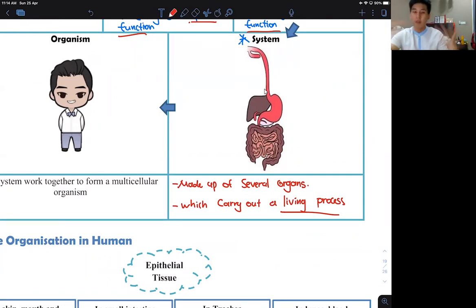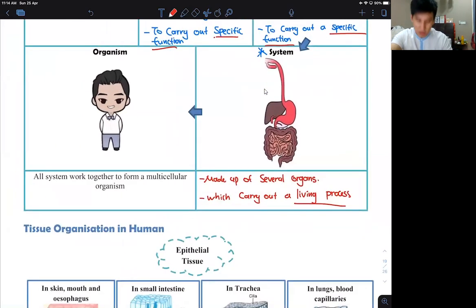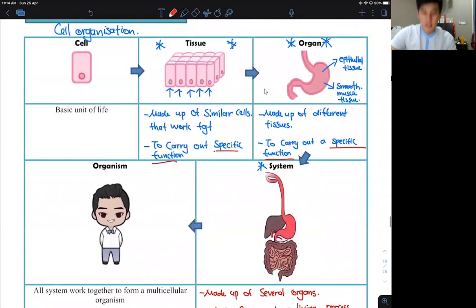So what do you mean by living process? For example, digestive system carries out digestion. This process keeps you alive. Or respiratory system is respiration. Or excretory system, excretion. Or when all these systems combine, it will form a multicellular organism, a human, for example. Is that clear?